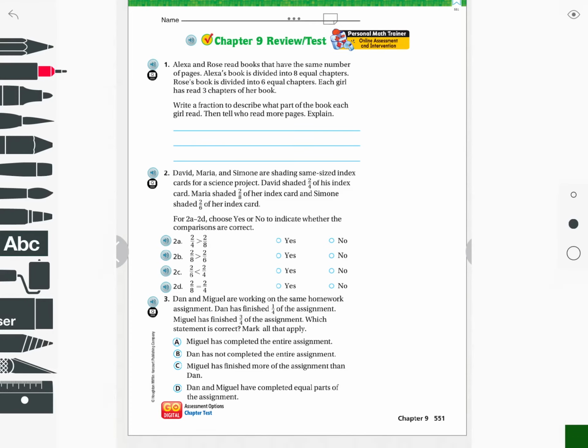All right, number 1. Alexa and Rose read books that have the same number of pages. Alexa's book is divided into 8 equal chapters. Rose's book is divided into 6 equal chapters. Each girl has read 3 chapters of her book. So I'm dealing with Alexa and Rose, and Alexa has 8 chapters and Rose has 6 chapters. It says write a fraction to describe what part of the book each girl read. That's the first question. The second question is then tell who read more.